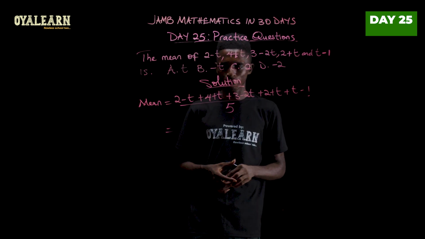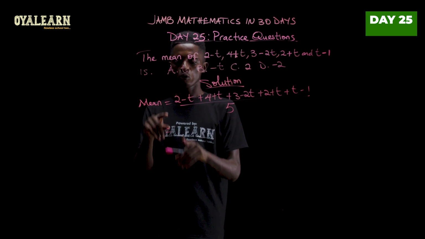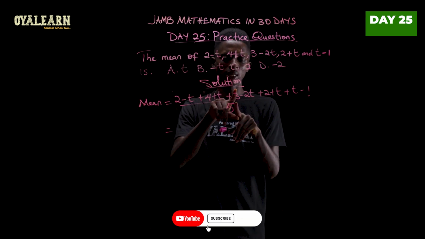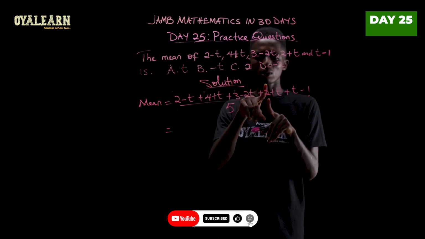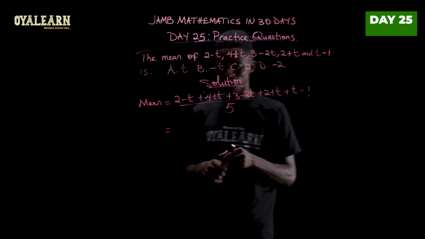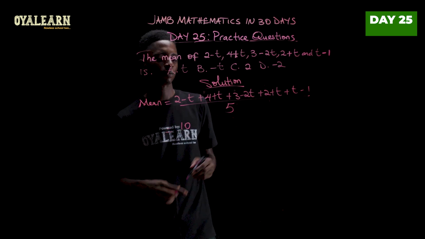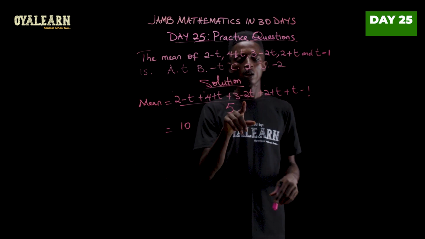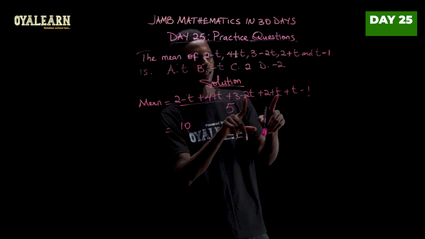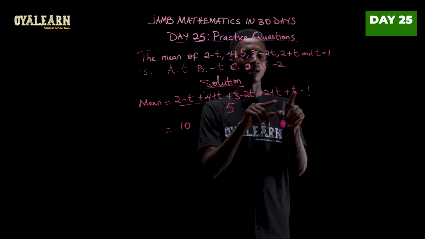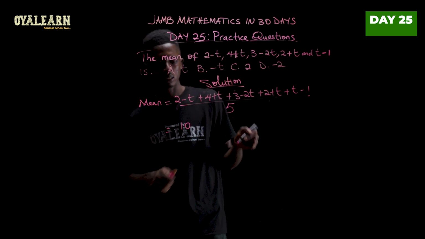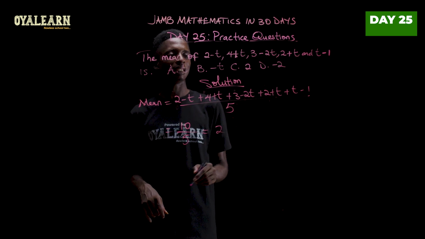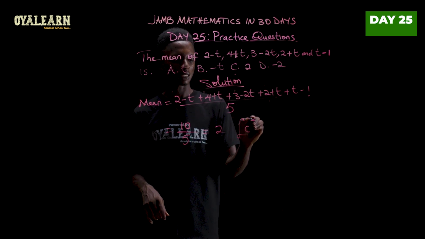Now let's add carefully, starting with the numbers. So 2 plus 4, that's 6, plus 3, we get 9. 9 plus 2, that's 11. 11 minus 1, that's 10. So 10. And then minus t plus t, 0. Minus 2t plus t, that's minus t. And minus t plus t, that's 0 also. So 10 over 5. And this will give us 2. So the mean is 2, option C.